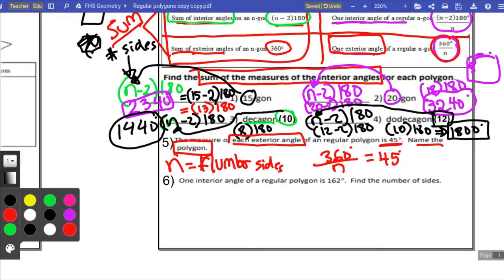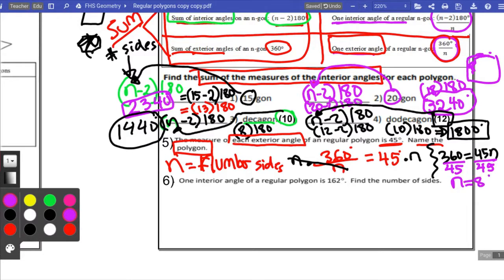So how do I go about solving for n? You can multiply both sides by n. That would get rid of the n on this side, and you multiply by n on the other side. Whatever you do on one side must be done on the other side. I should have 360 on the left side equals 45n. As you know, we're solving for n, so we divide both sides by 45. When you do that, you get the value of n equals 8.